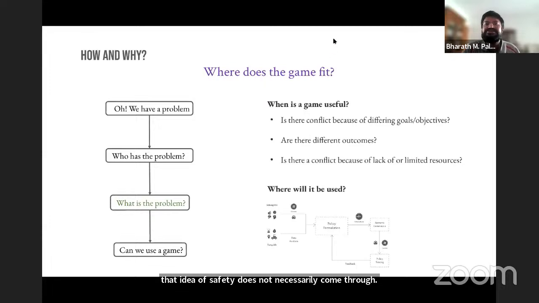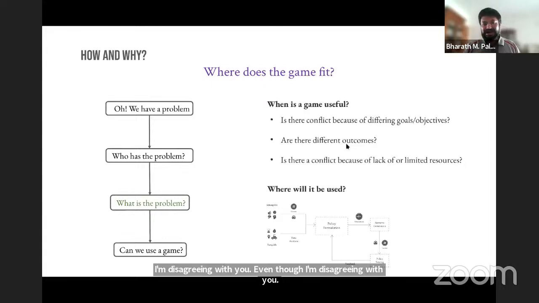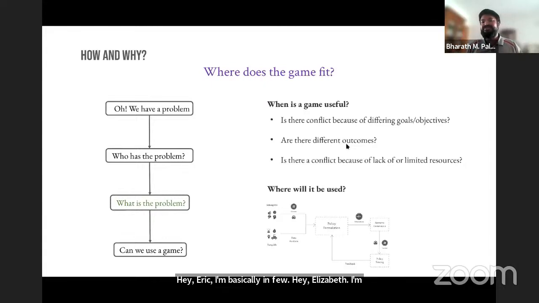I think this is the other question. I think Elizabeth also had this question. The idea of safety doesn't come through. So how do you design the game so that disagreements are not necessarily open and explicit, like "Hey, Vinod, I'm disagreeing with you. Hey, Eric, I'm disagreeing with you. Hey, Elizabeth, I'm disagreeing with you." Rather, it could be done in a much more culturally nuanced manner, and still help actually achieve the objectives of the game.